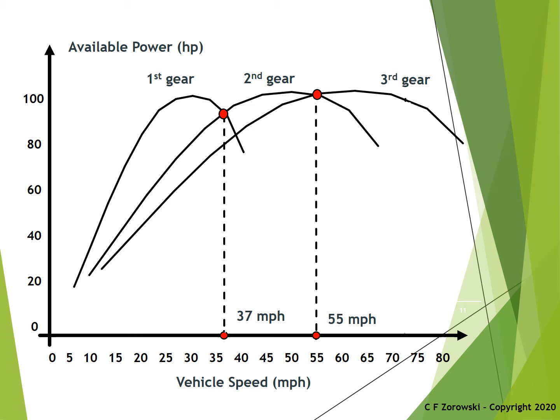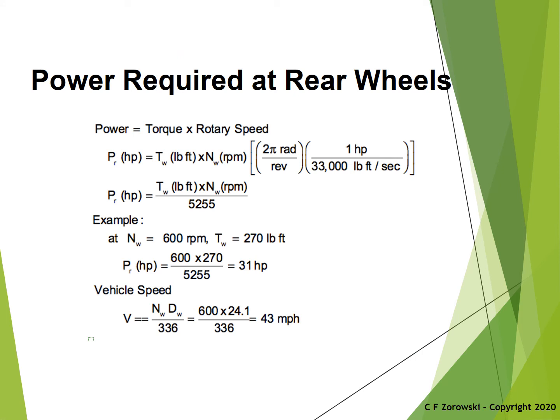The validity that both approaches provide the same results can be further verified by determining the maximum vehicle speed using power. An equation for horsepower required at the rear wheels in terms of wheel torque and speed to overcome road load resistance can be developed in terms of listed parameter values using unit conversion factors as shown. An example calculation at 600 RPM and 270 pound-feet results in 31 horsepower at a vehicle speed of 43 miles per hour.